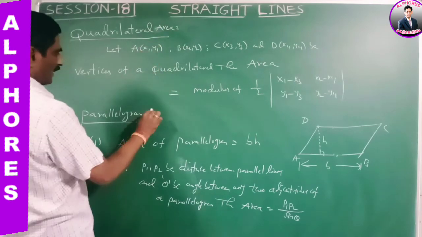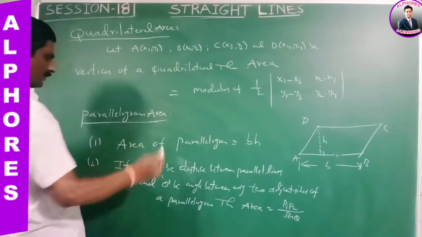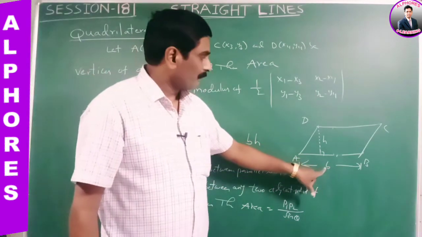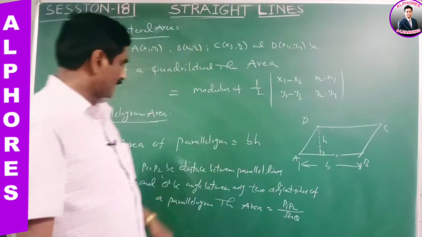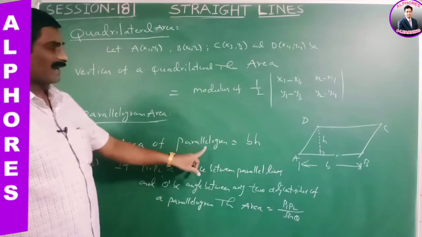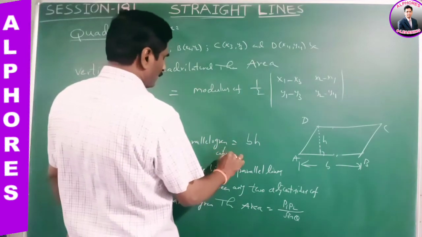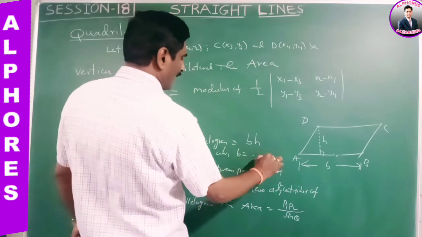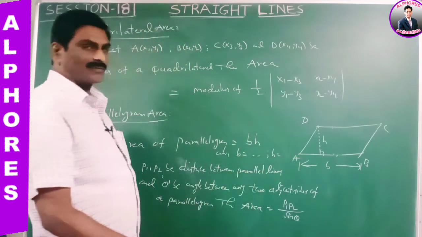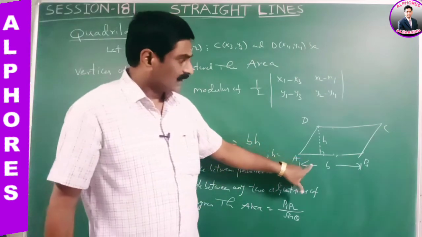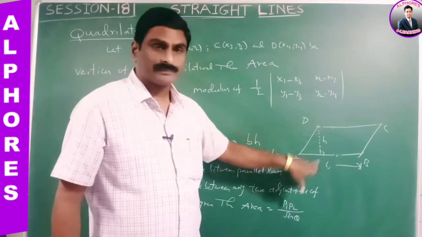Next, parallelogram area. If base and height are given, what is the area of the parallelogram? BH. Okay, please write the first point. Area of the parallelogram is equal to BH, where B is equal to base and H is equal to height of the parallelogram. Please note the diagram. It is the base, it is the height.